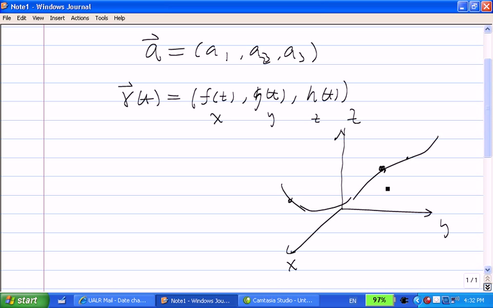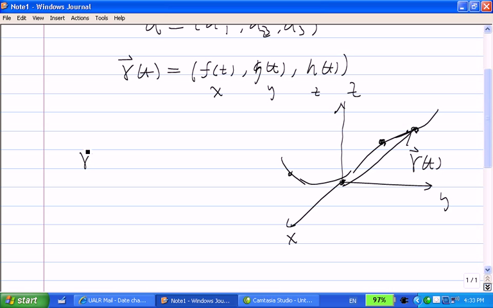So for a given t, you plug in there, you can say you got a point, or you can say you got this triple. This triple could mean a point, also could mean a vector. So that is the origin ending up at that point. This vector will be your r of t.